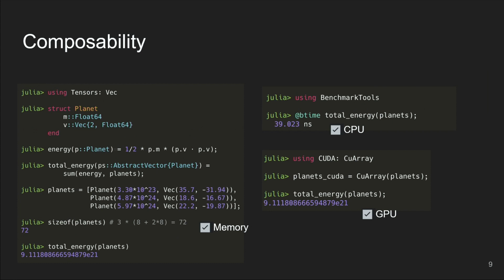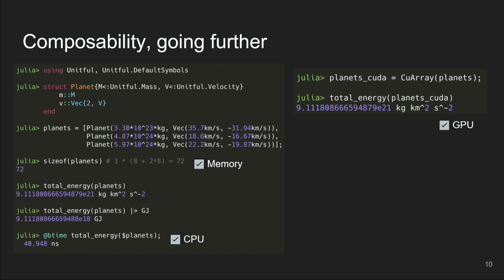Now, if we go back and we look at this, for those people who come from a physicist background, this is quite awful. Like, what are these numbers? What do they mean? What's this velocity? Is it in meters per second, or what is this? So let's load another package. It's called Unitful. And with that, we can start adding units to our code.